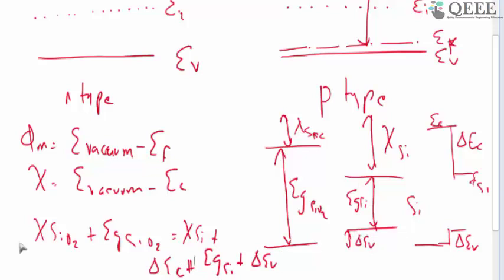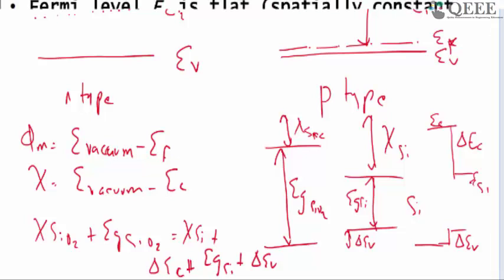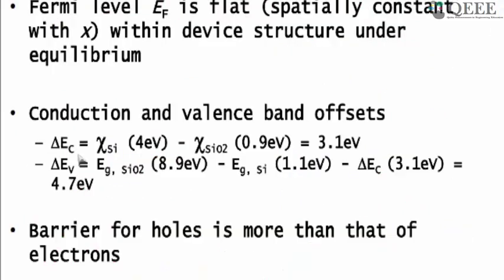So if you do this, you can write delta EC is equal to chi of silicon minus chi of silicon dioxide. In the case of valence band discontinuity, what you have to write is Eg of silicon dioxide minus Eg of silicon minus delta EC. The band gap of silicon dioxide is very large because it is an insulator. The band gap of silicon is roughly around 1.1 electron volt. So this gives you 4.7 electron volt.